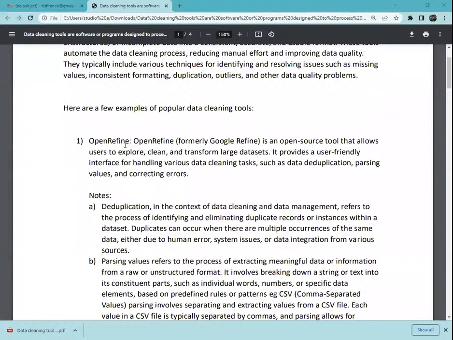Refine from the word refining. You're making things better. You're cleaning things here. So OpenRefine, formerly Google Refine, it's an open source tool. Open source means it's a free tool available on the web.